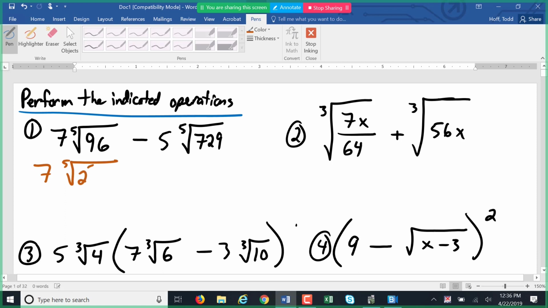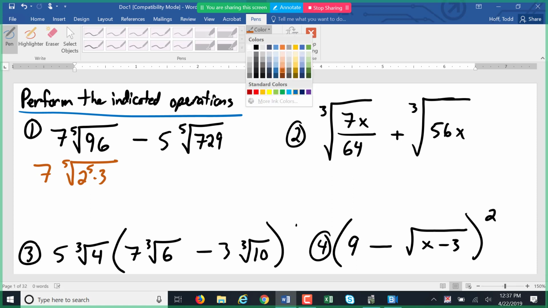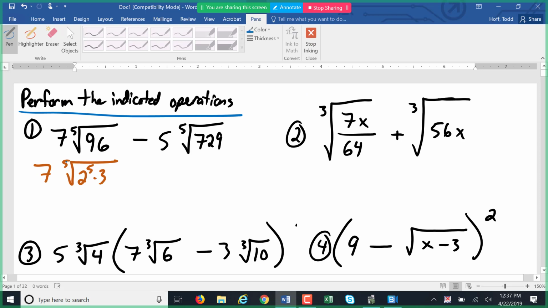96 becomes 2 to the power of 5 times 3. In other words, 5 2s and a 3. So that means we can pull out that fifth root of the 2. So in front it's 7 times the 2 times the fifth root of 3. Or 14 times the fifth root of 3.